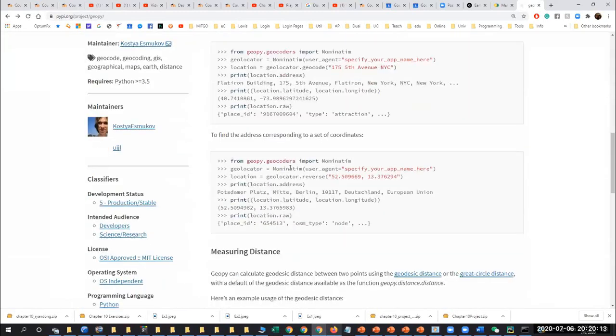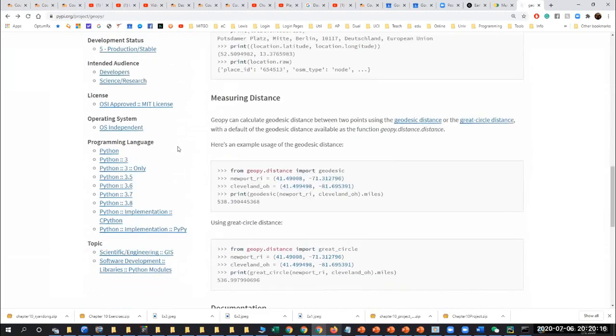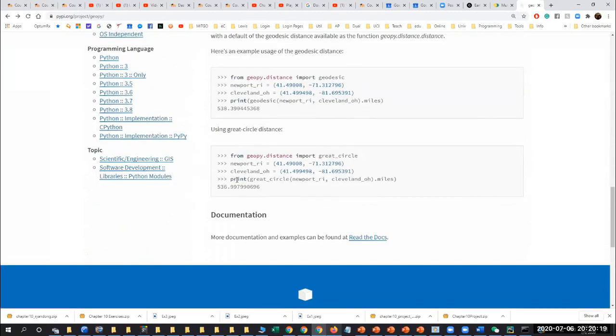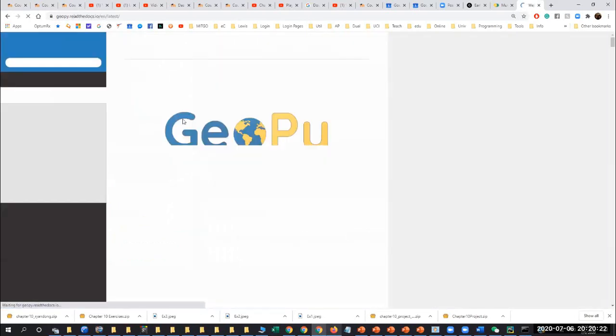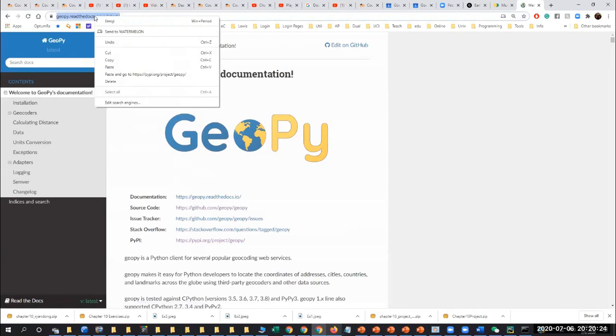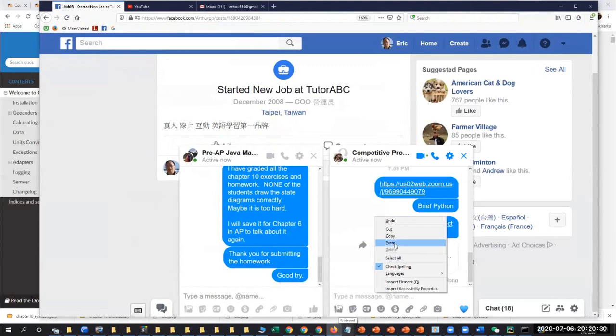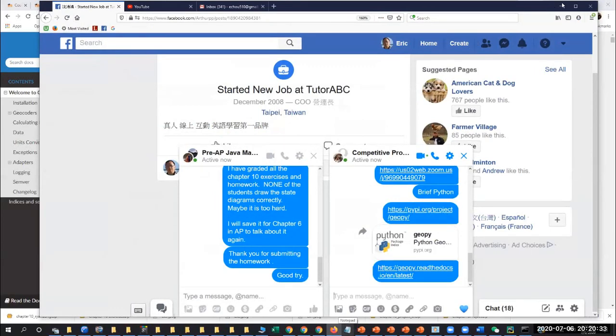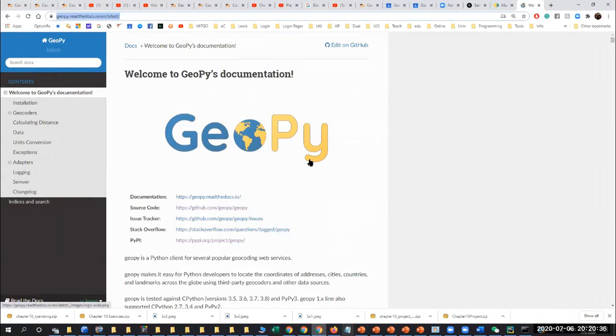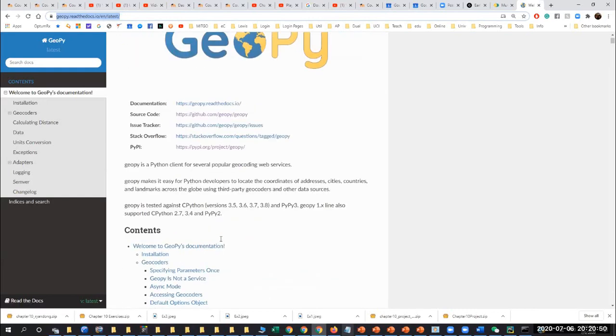So what I want is, let me see, geocoding, measuring distance, programming language, documentation, read the doc. What I want is the GeoPy documentation. So this one, let me copy again. It's actually the documentation page, and this is more important. We want to do information retrieval, because we want to get the data from here. You have the documentation, the source code, and many things you can look at.